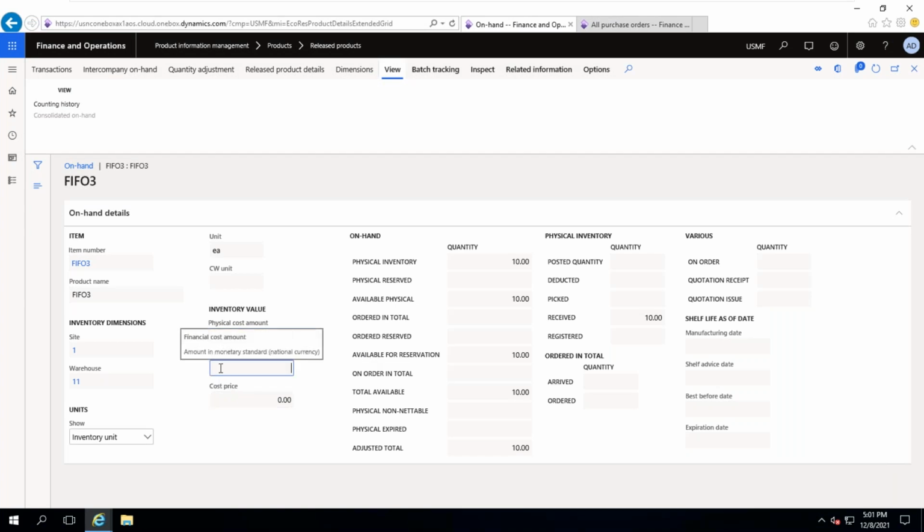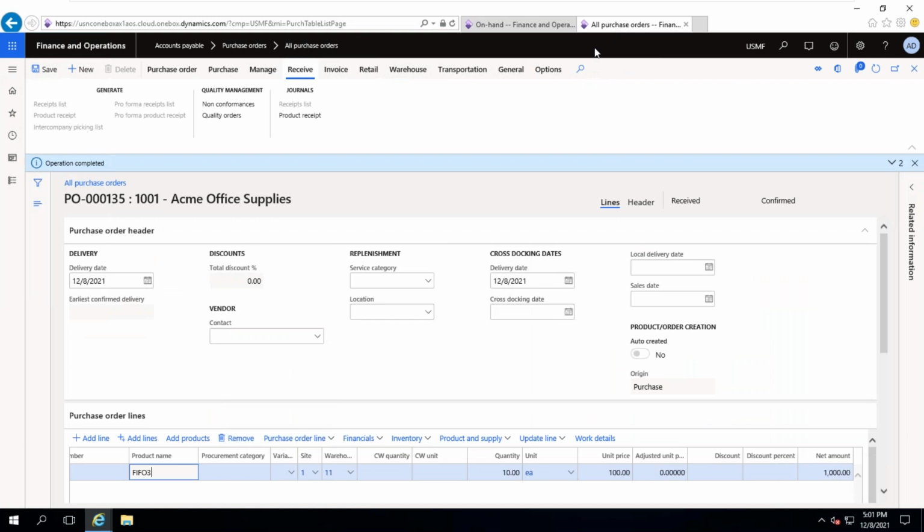So this cost amount, the financial cost amount and the cost price, these three will be updated at the time of invoicing. One is financial cost amount, then cost amount in the transactions, and then cost price. Everything will be posted at the time of invoicing. Let me do invoicing now. Click on invoice, generate invoice button.